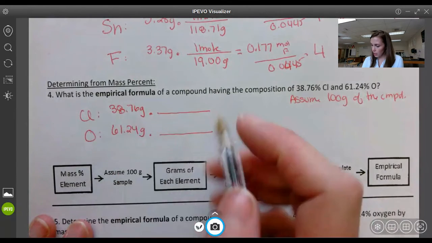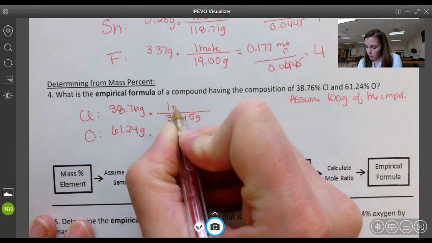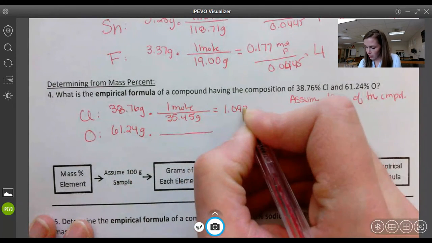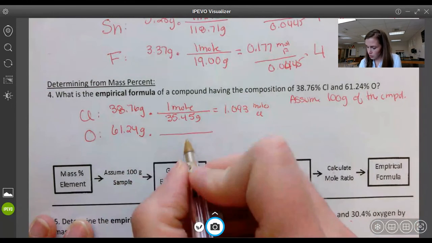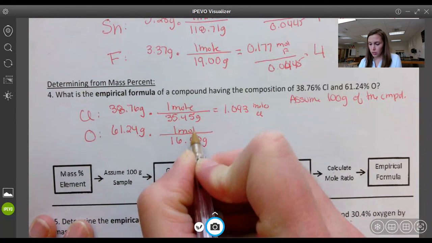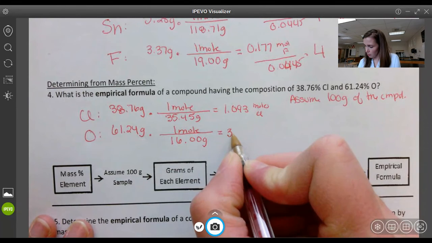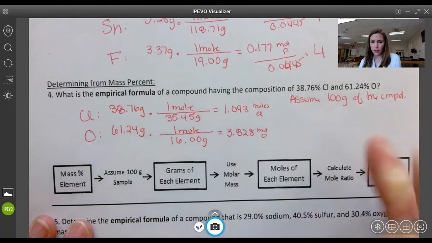Okay, I'm going to take chlorine and using its molar mass, I'm going to divide those two and I get 1.093 moles of Cl. Then I'm going to do the same thing for oxygen using its molar mass of 16.0 grams, which is equivalent to 1 mole of oxygen, and that gives me, in this case, 3.828, and that's my moles of oxygen.